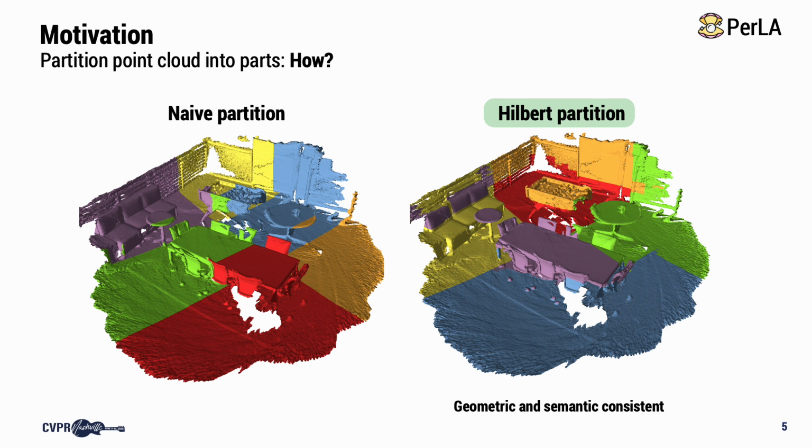This led us to a key question. How can we preserve fine-grained spatial detail while keeping the system efficient? Our insight was to replace naive partitioning with a Hilbert-based space-filling curve, which ensures geometry-aware and semantically consistent partitioning of the 3D scene.